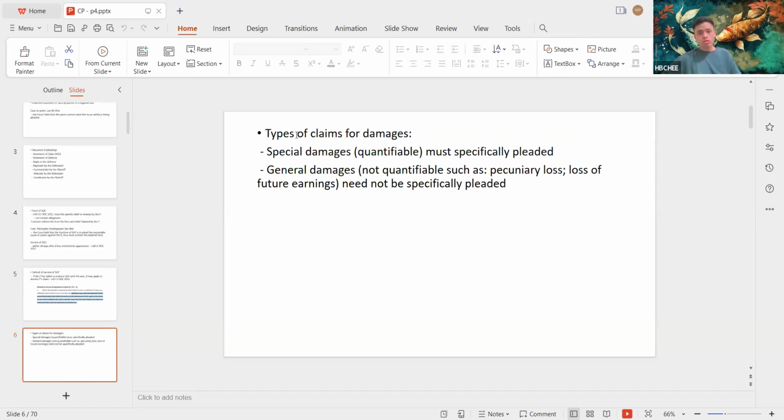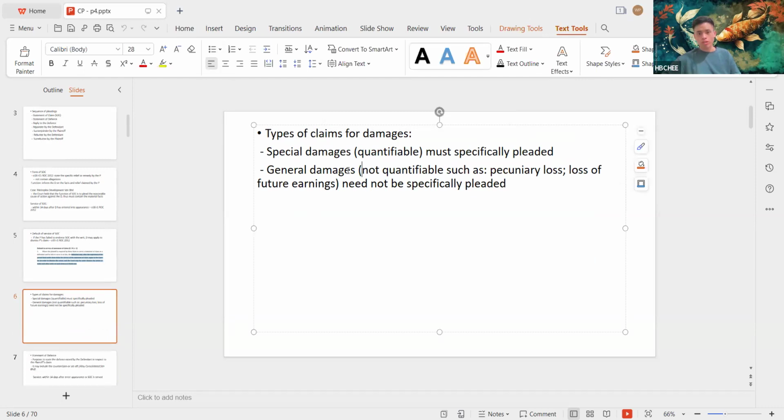Okay, so the types of claim for damages, this is what we have started. This is what you have also studied in the GP. Special damages are quantifiable, and you must specifically plead them. But for general damages, you are not required to quantify; you just plead one sentence, damages. I think most of you have done your statement of claim in the GP, so you understand this. Okay?